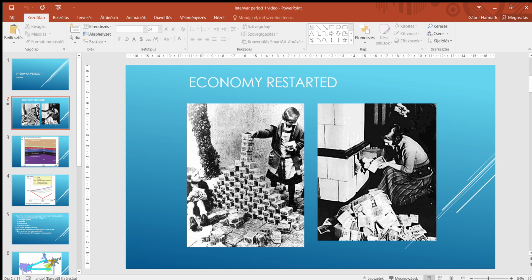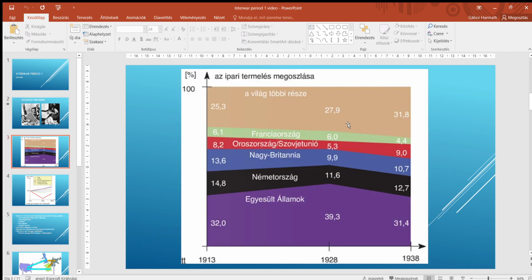As you know, after the war, there were serious economic problems because everyone's war economy just made their economy collapse. In this picture, you can see a little child building a tower of money. In the other picture, there is a woman heating with money. So actually, there was serious inflation. Money lost value.